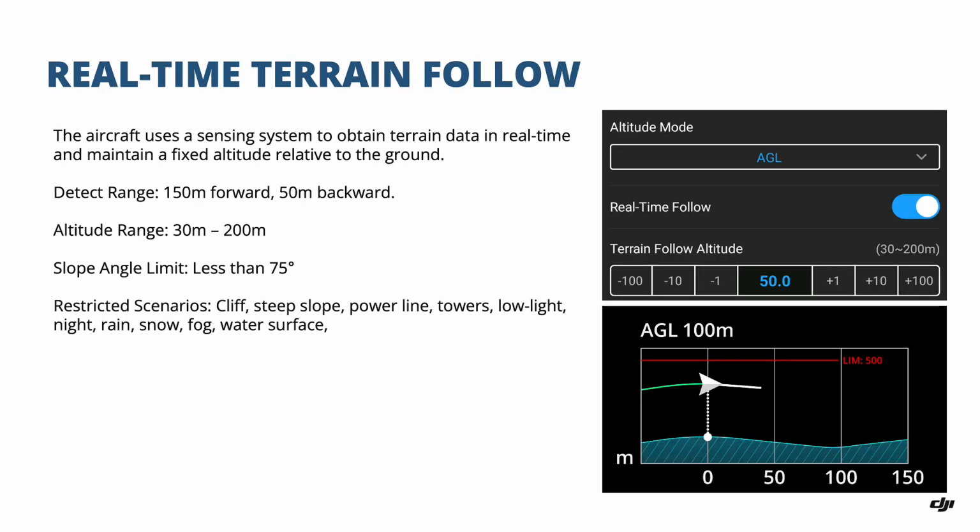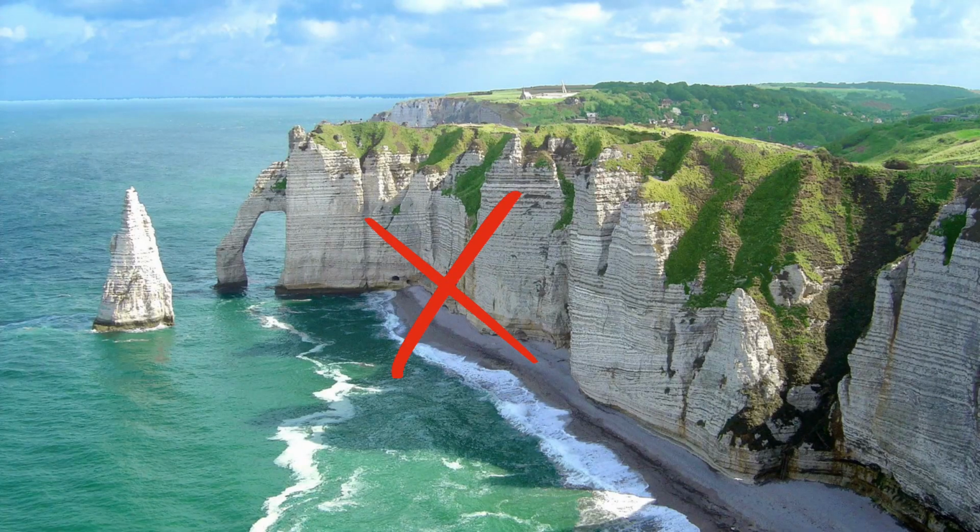Real-time follow is only available for M3E, M3T, and M3M. It uses the visual sensor to detect 150 meters forward and 50 meters backward during the mission. Because of the vision sensor limitation, the altitude can only be set between 30 meters and 200 meters. If your requirements exceed this range, please consider the DSM following. The slope angle of the ground should not be greater than 75 degrees.